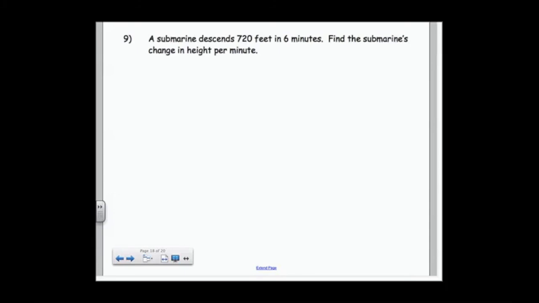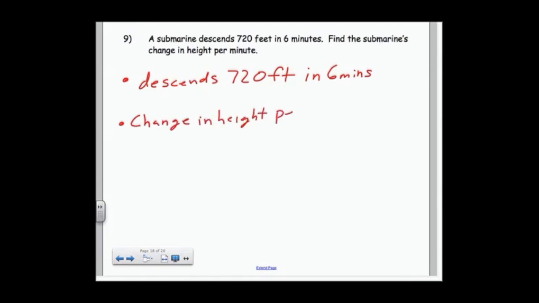So this word problem states, a submarine descends 720 feet in 6 minutes. Find the submarine's change in height per minute. So let's do the bullets first. Once again, we don't care if it's a submarine or a helicopter, but what we do care about is that it's descending 720 feet in 6 minutes. Then the question is saying, find the submarine's change in height per minute.